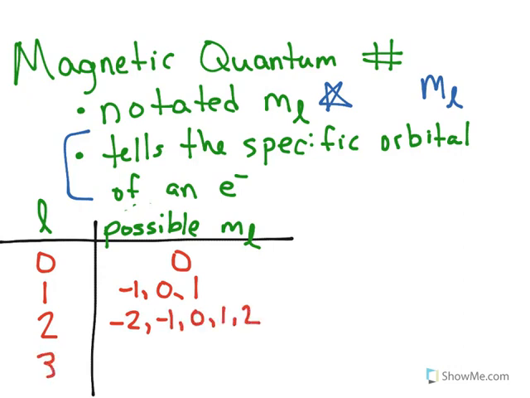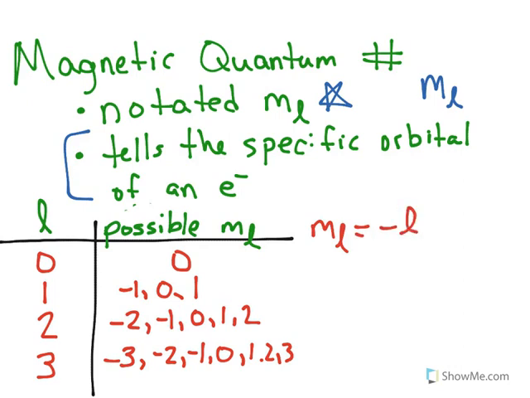And you might be seeing the pattern. 3 as an L value corresponds to an F sublevel, which has 7 possibilities because it has 7 orbitals of -3, -2, -1, 0, 1, 2, 3. So what you might be seeing here is that M sub L is equal to -L through positive L, including 0. So when L is 3, your possible M sub L values are from -3 to +3, including 0.